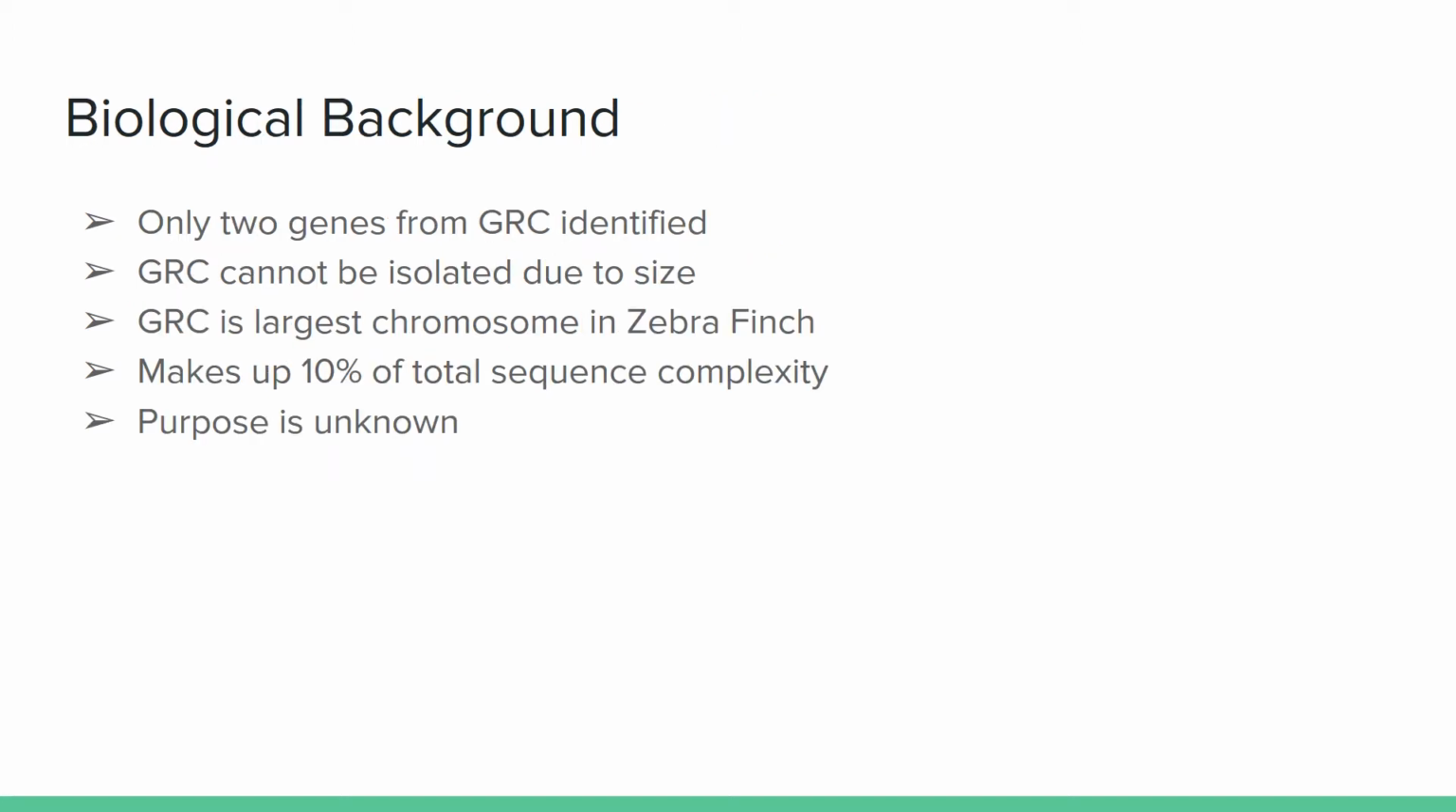In terms of the biological background, only 2 genes from the GRC have been identified, which is a very, very small number. The germline restricted chromosome can't be isolated using conventional methods due to its size. It's the largest chromosome in the zebrafinch, and it makes about 10% of the total DNA sequence complexity in the bird. We don't really know what the purpose of the GRC is. It's thought maybe that it's involved in some ancient processes that aren't really relevant anymore. We do know that it's passed exclusively maternally and not at all paternally.